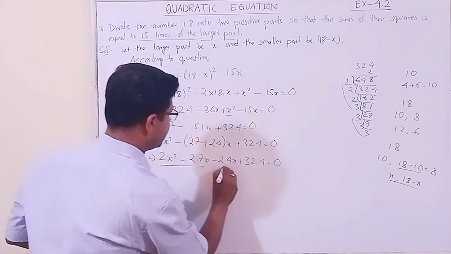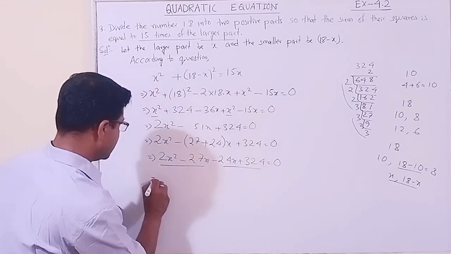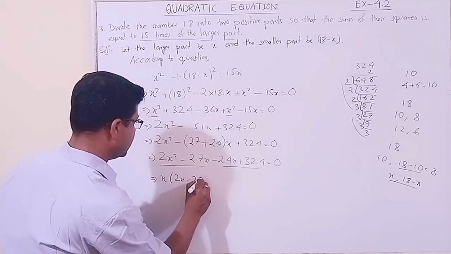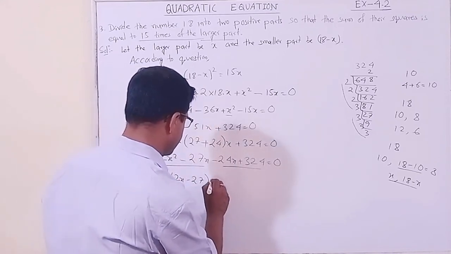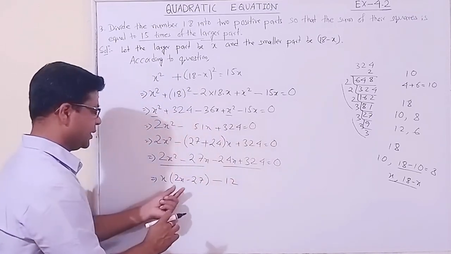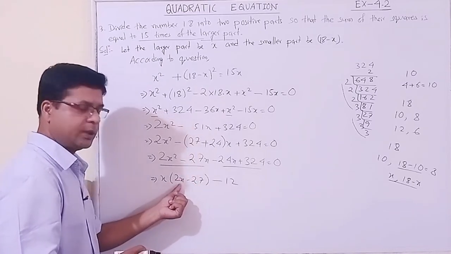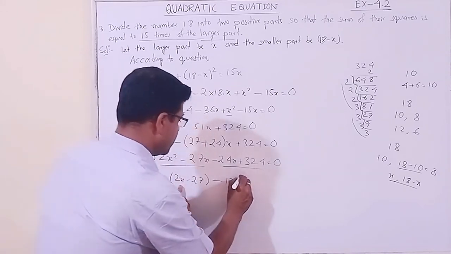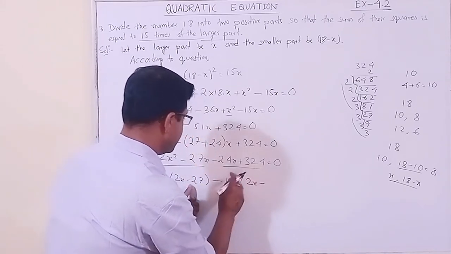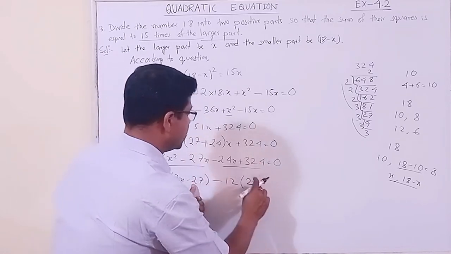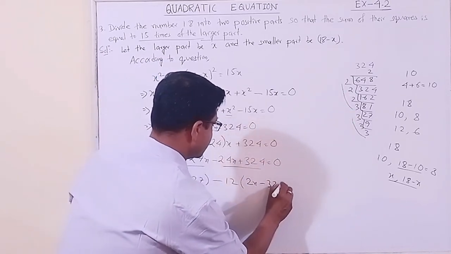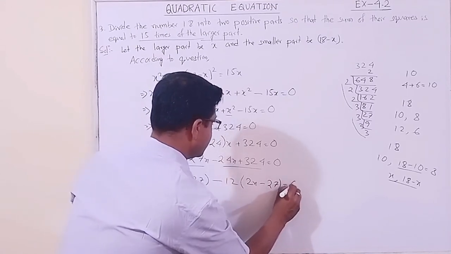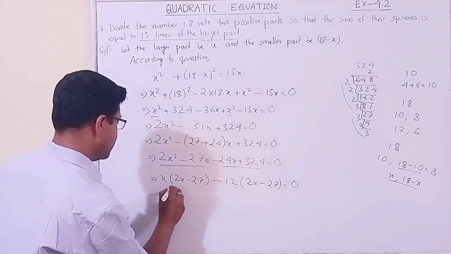Now let us make the pairs. You know the rule here. Out of these two, only x is common, so we write x times twice x minus 27. And from the other two, minus 12 will be common, because we have to get the same thing inside the bracket. From 24 we take 12 common, because 12 into 2 is 24. So this is twice x minus 27, because 12 into 27 is 324.